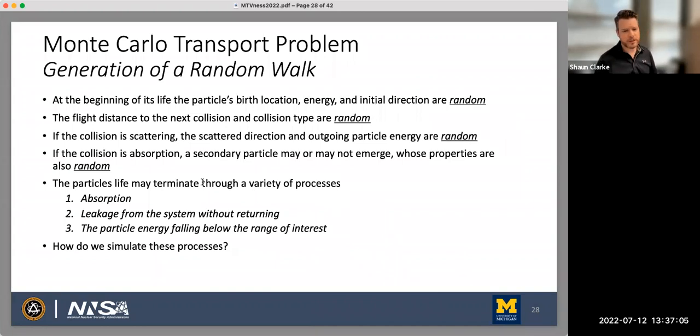So if we're going to do random sampling, we need to be able to estimate or sample these various quantities at every step along the way. Okay, and because we're talking about radiation here, which is inherently stochastic in nature, all of these properties are indeed random. So when a particle is born, its location, energy, and direction can be random. In some cases, your source has fixed energy, but in general, those can be considered as random. How far will the particle travel before it collides in the medium? That's random. What type of collision does the particle undergo when it has this first collision? It's random. In the case of our simple example, it can be absorption or scattering. If the collision is absorption, maybe it makes secondary particles, or maybe it doesn't. Who knows? That's random, right? So we need to be able to simulate all these processes along the way if we want to perform a Monte Carlo solution to this transport problem.